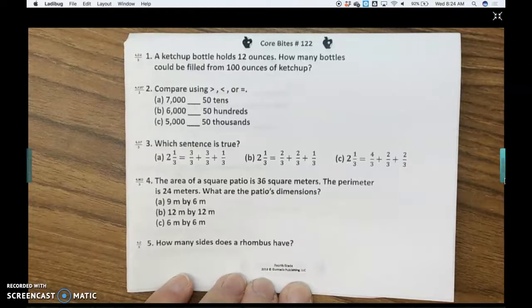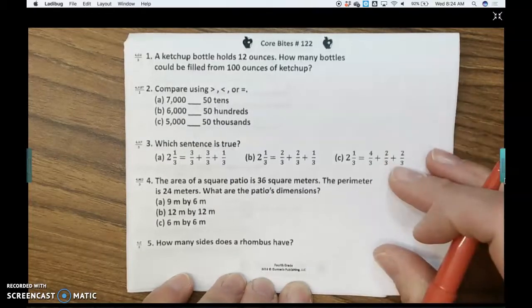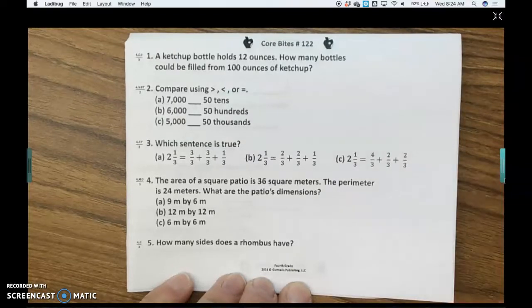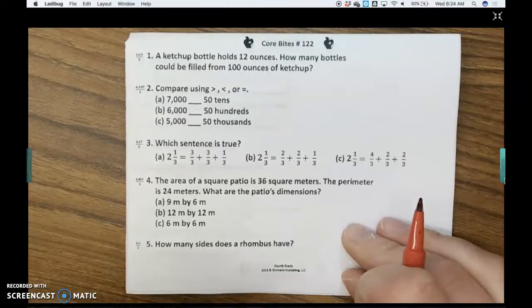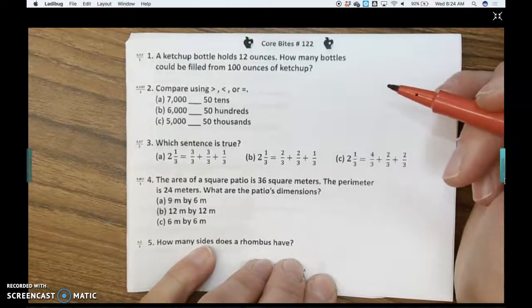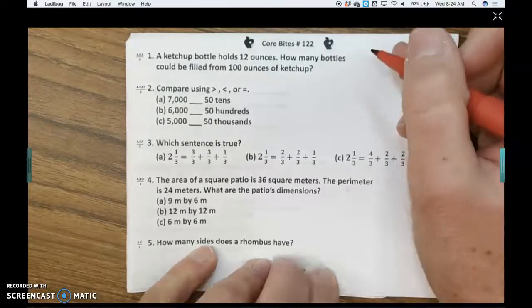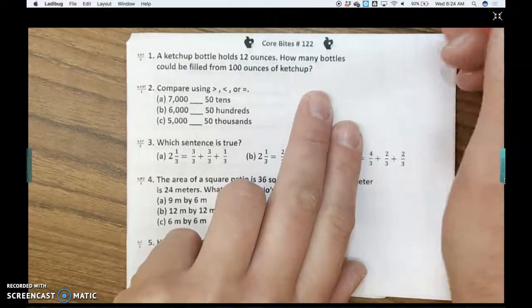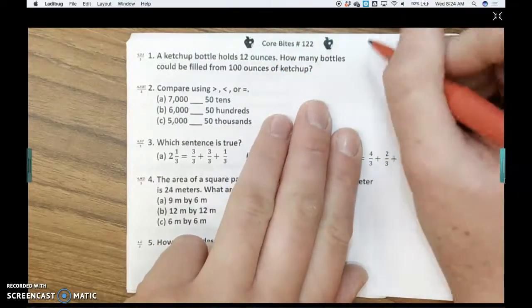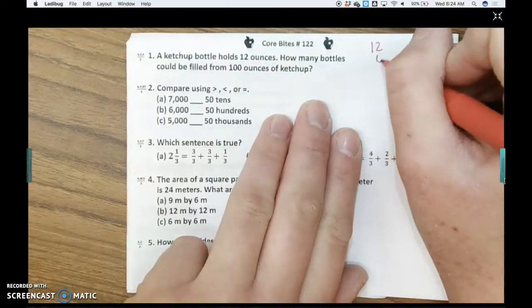So a ketchup bottle holds 12 ounces. How many bottles could be filled from 100 ounces of ketchup? Okay, so if you've got 100 ounces total, you've got to divide it into 12 ounce bottles basically. So you could divide 100 by 12, or you could just multiply and see. So if we did, let's say 6 bottles.